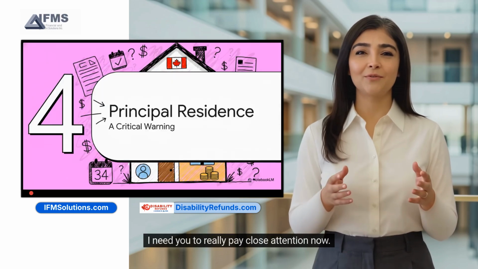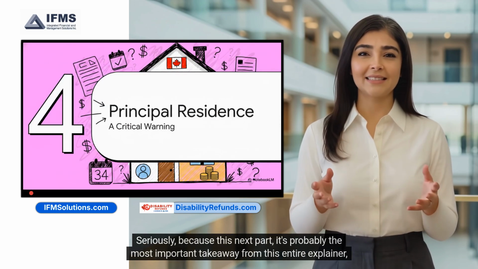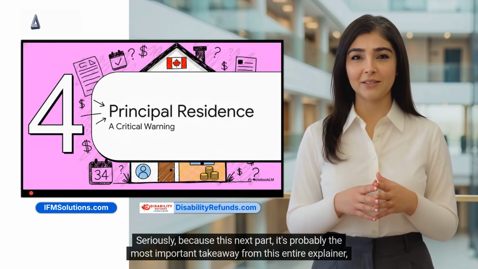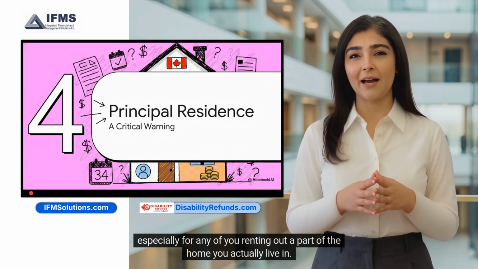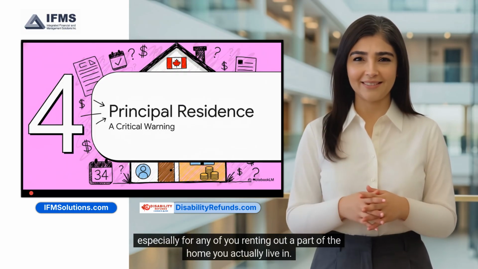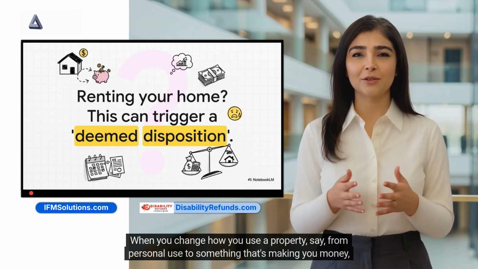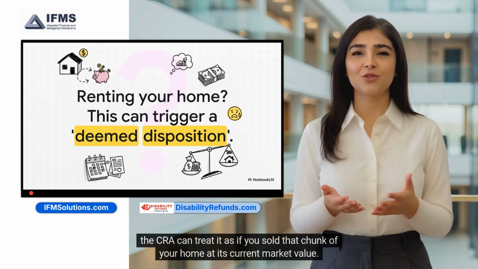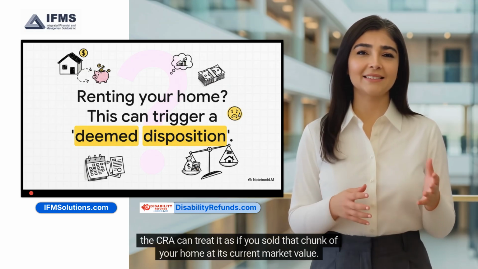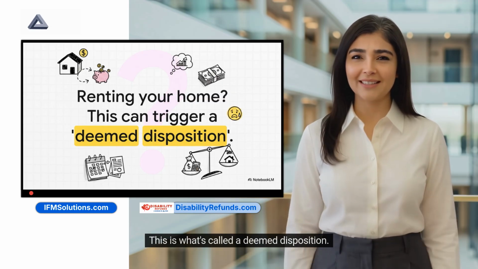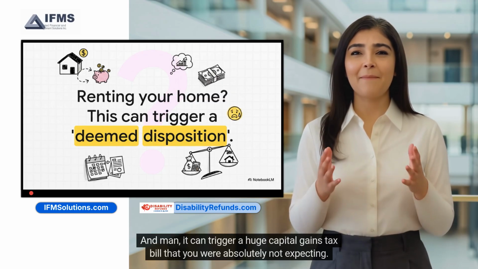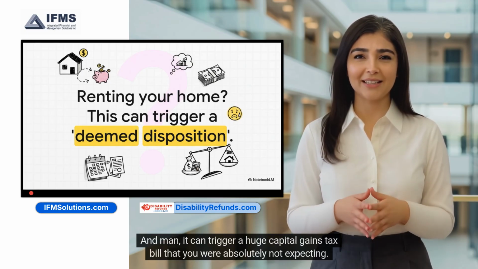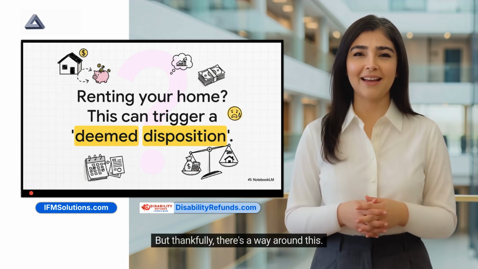Okay? I need you to really pay close attention now. Seriously, because this next part is probably the most important takeaway from this entire explainer, especially for any of you renting out a part of the home you actually live in. So here's the deal. When you change how you use a property, say from personal use to something that's making you money, the CRA can treat it as if you sold that chunk of your home at its current market value. This is what's called a deemed disposition. And man, it can trigger a huge capital gains tax bill that you were absolutely not expecting. But thankfully, there's a way around this.